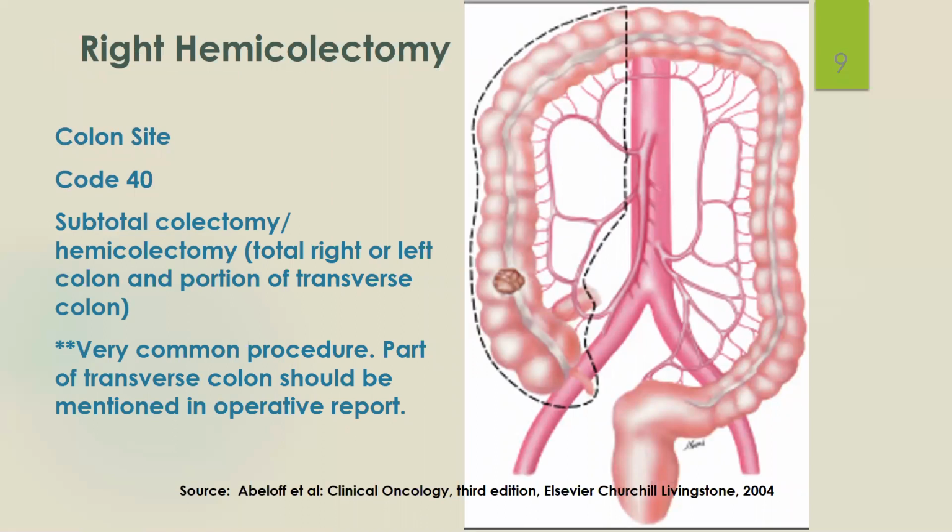This picture shows a right hemicolectomy and also illustrates how much colon has to be removed for a good colon cancer operation for a tumor mass in the ascending colon. This would be coded a 40. This is a very common procedure. Part of the transverse colon should be mentioned in the op report, and then you know it's not just a segmental resection, but it is a hemicolectomy.